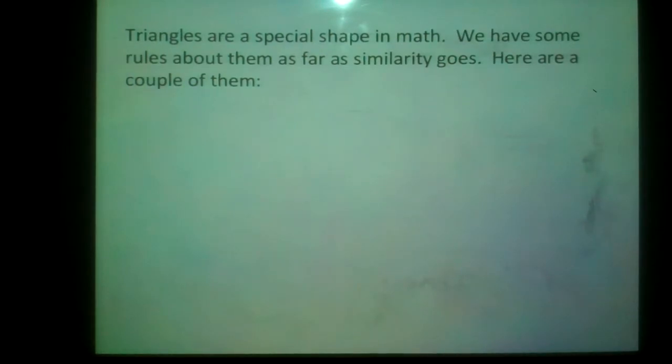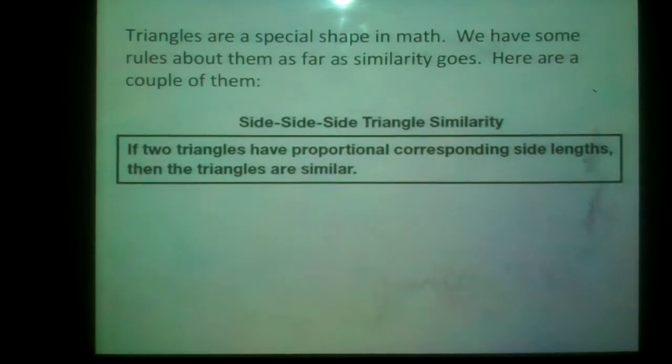Alright. So here we've got triangles, a special shape in math. We have some rules about them as far as similarity goes, and here are a couple of them. Triangles are special in a lot of ways. We use them all the time. If two triangles have proportional corresponding side lengths, then the triangles are similar. We call this the side-side-side triangle similarity.